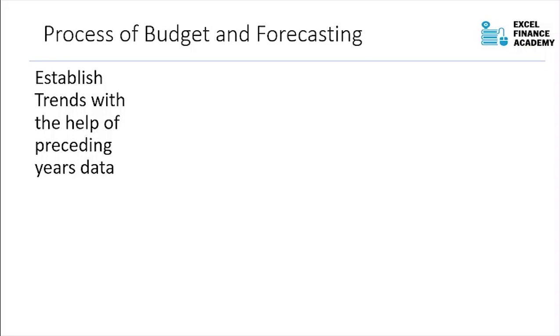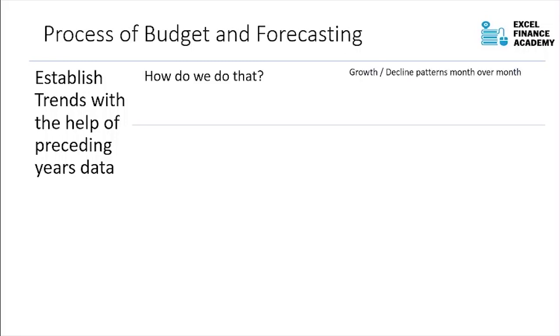So you need to establish the trends with the help of ratios. We learned quite a lot of ratios, right? Operational return profitability ratios, your expense ratios, your balance sheet ratios, return ratios. So we need to understand those ratios, growth or declining pattern month over month, how our data is declining, how our business is performing month over month.